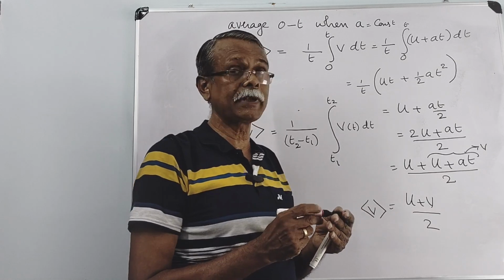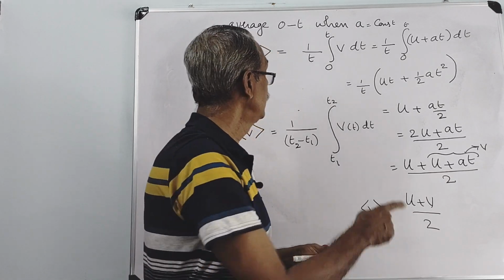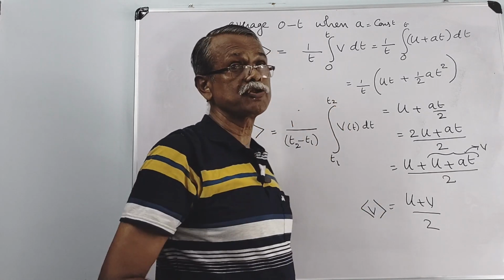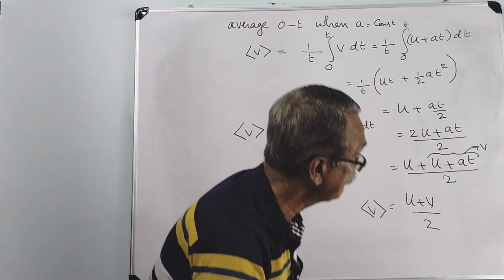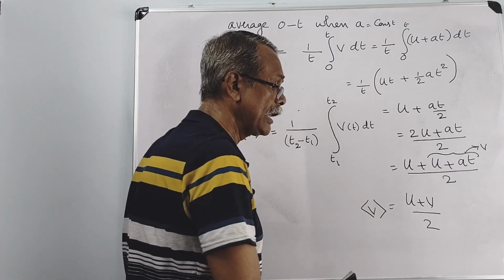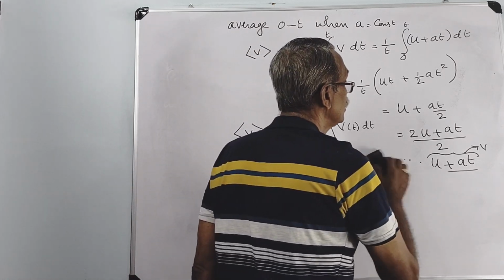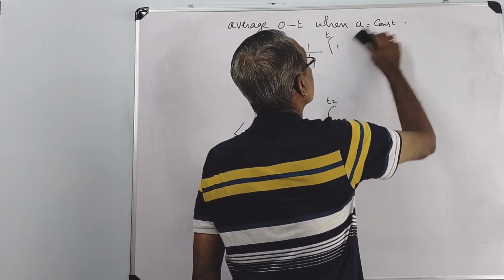That can be easily obtained if you use the definition of average velocity or the integral form of the definition of average of continuously varying quantities or varying function.